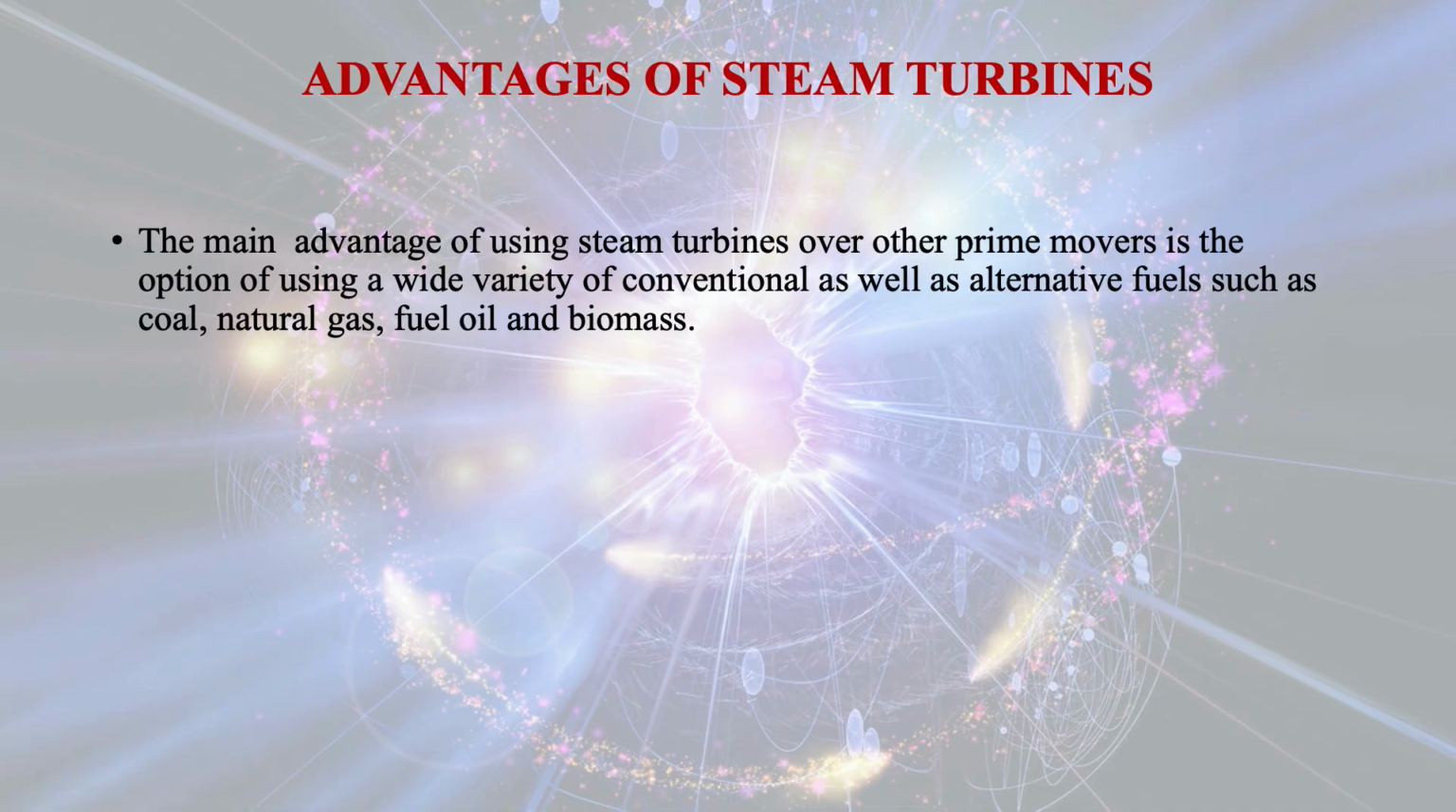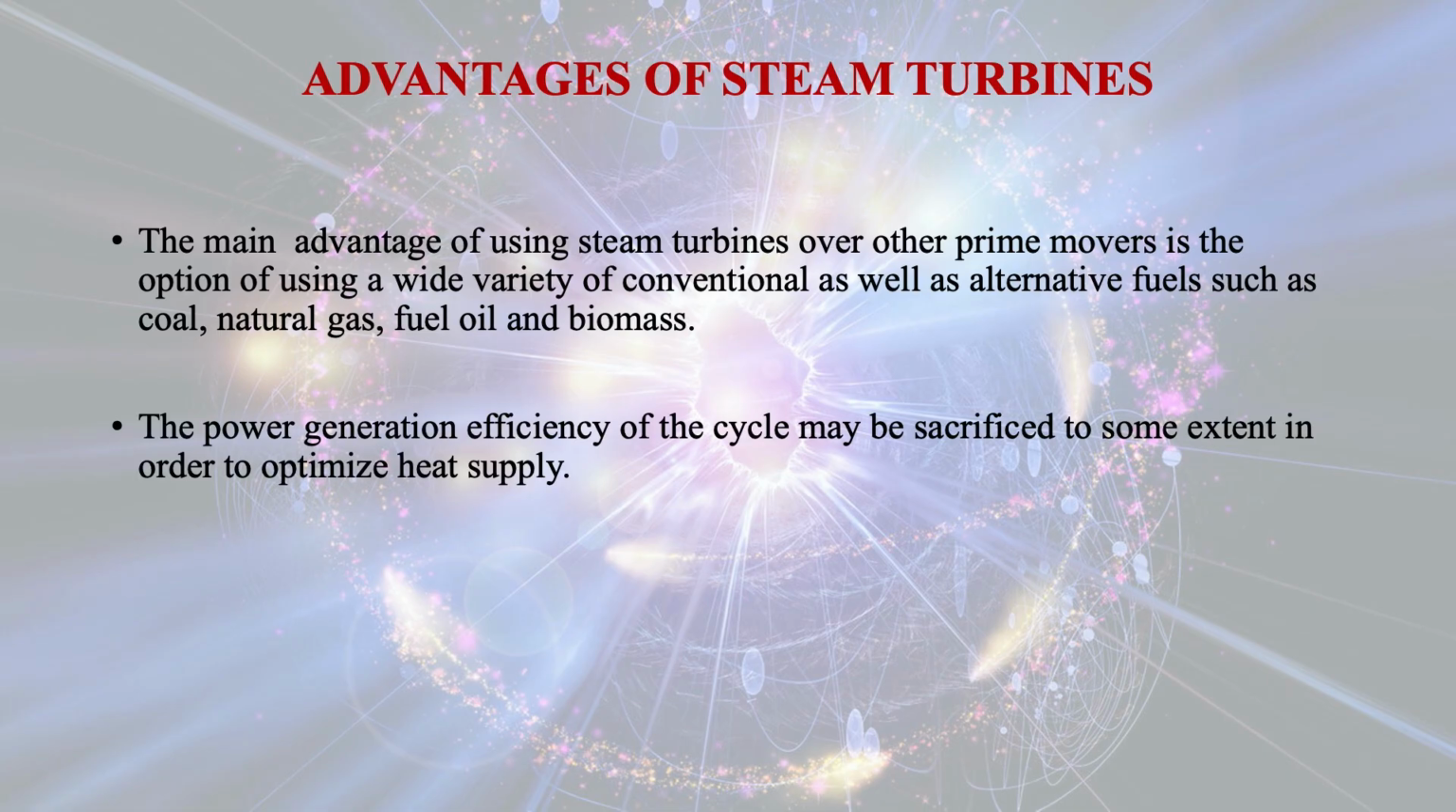The main advantage of using steam turbine over other prime movers is the option of using a wide variety of conventional as well as alternative fuels such as coal, natural gas, fuel oil and biomass. The power generation efficiency of the cycle may be sacrificed to some extent in order to optimize heat supply.